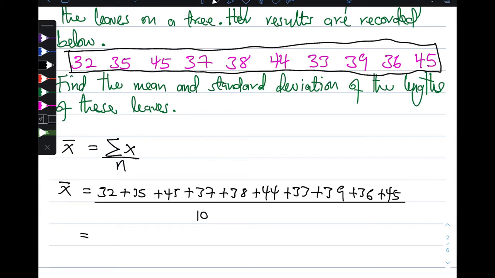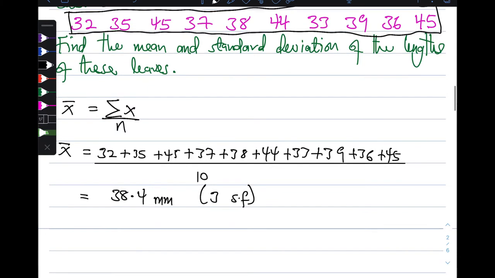Now, when you put this on your calculator, you should get 38.4 millimeters. So always we give our answers to 3 significant figures, unless the question tells you otherwise. In AS and A-level statistics, you give your answer to 3 significant figures. Okay? All right.